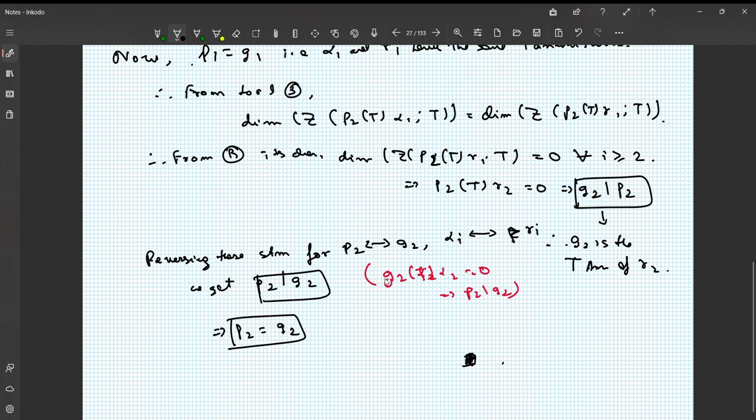Yeah, so let this lecture be up to this much. In the next lecture, we will be coming up with more concepts regarding cyclic decomposition theorems, and we will be introducing the concept of a rational form of a matrix. So meet you guys in the next lecture.